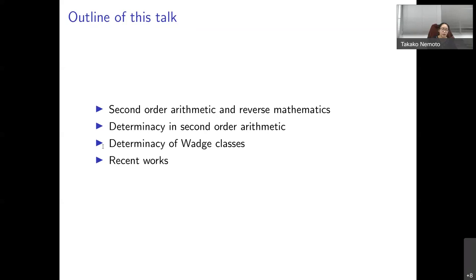I analyzed the hierarchy of determinacy in second order arithmetic. To do that, I introduced a finer hierarchy than the Borel hierarchy, that is called the wedge hierarchy. And recently, almost all of the hierarchy of determinacy in second order arithmetic has been analyzed. I introduce some recent works in the end.